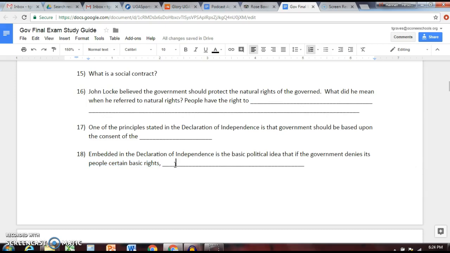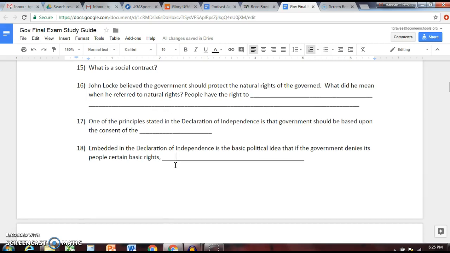So they said, in that case, we have the right to rise up and rebel and overthrow that government and establish a new government that will protect our rights. And that's exactly what happened in the American Revolution.